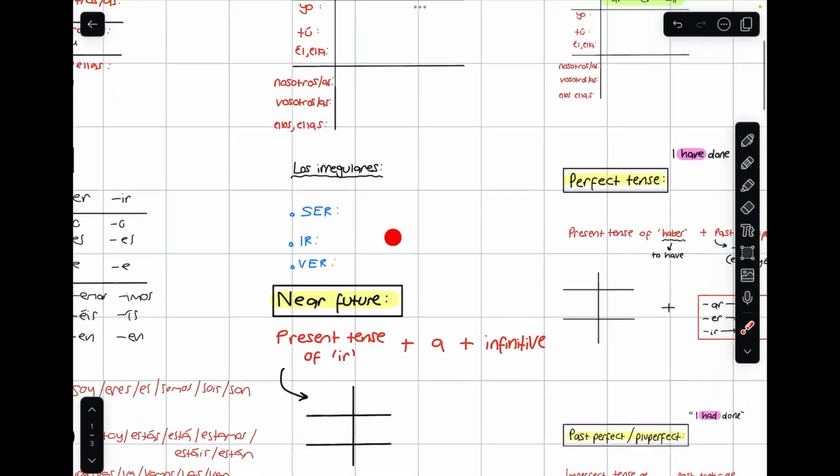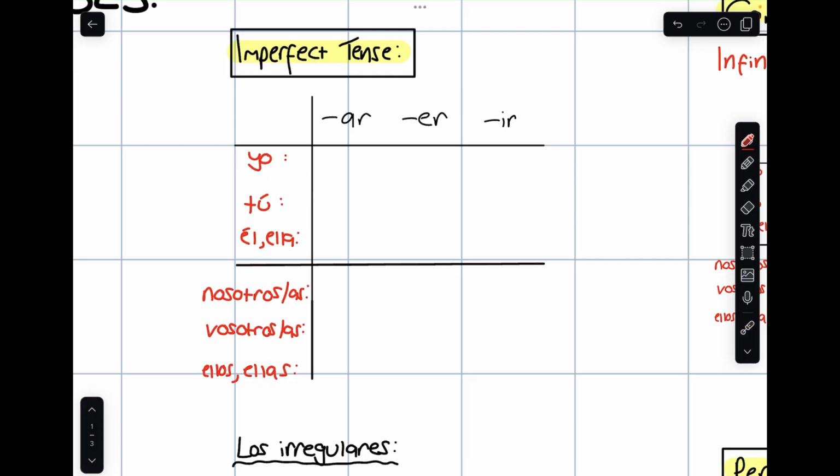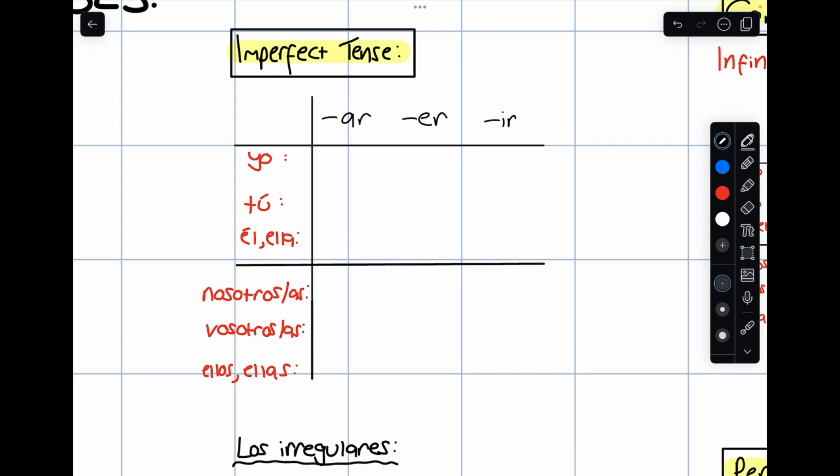The next tense we're going to have a look at is the imperfect tense, and it's another past tense in Spanish, and this time it's used for actions that happened over a period of time, things that we used to do, or things that were happening. For example, I used to play football, or we were talking. Now for this tense, like the preterite, we have one set of endings for AR verbs, and then one set of endings for ER and IR verbs. And I'll highlight that just to make it very clear.